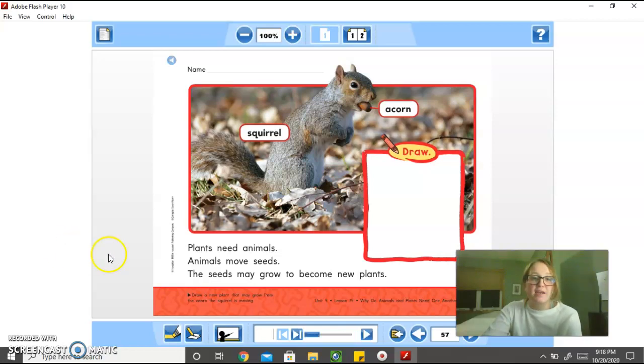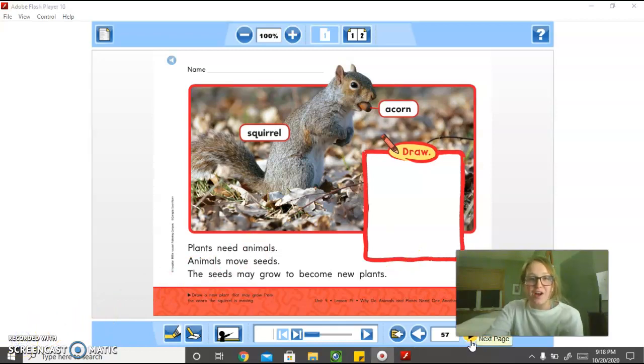Okay, so I'm going to read this again. Plants need animals too. Animals move seeds. The seeds may grow to become new plants. So this squirrel is moving this acorn. He might put it somewhere and it might grow into a plant someday. So here I want you to draw a picture of what the plant might be that comes from this seed. What might the plant look like that comes from an acorn? You can pause the video and draw this.